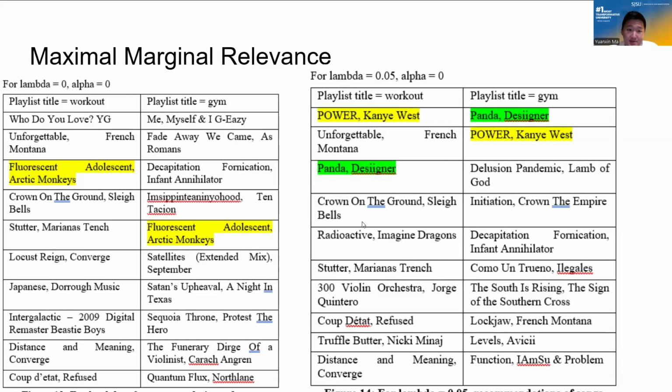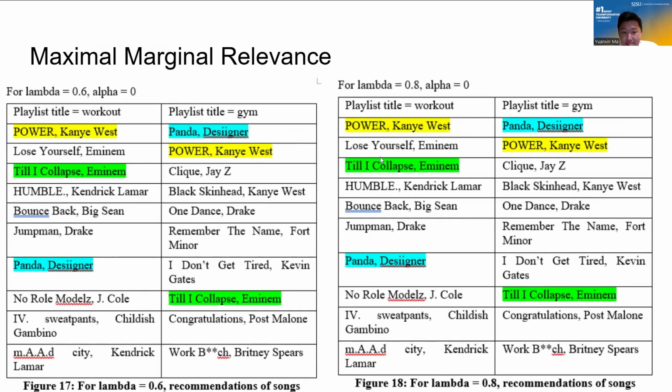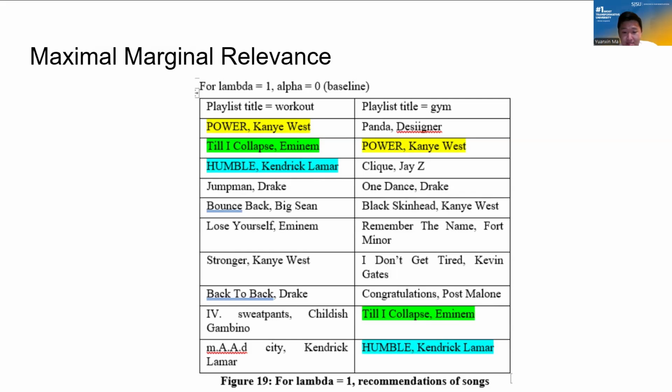So this is the result for maximal marginal relevance. For lambda equals 0, the Jaccard similarity is 0.1, which is quite low, because 0 is the highest novelty for this metric. Then for 0.05, you can see that the Jaccard similarity increases to 0.2. For lambda equals 0.2, it becomes 0.3. And for lambda equals 0.4, the Jaccard similarity is also 0.3. 0.6 and 0.8 are the same, and 1 is also the same.